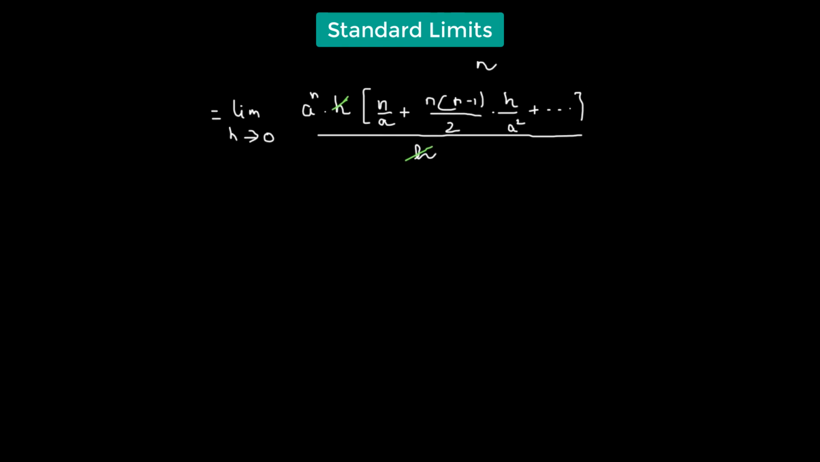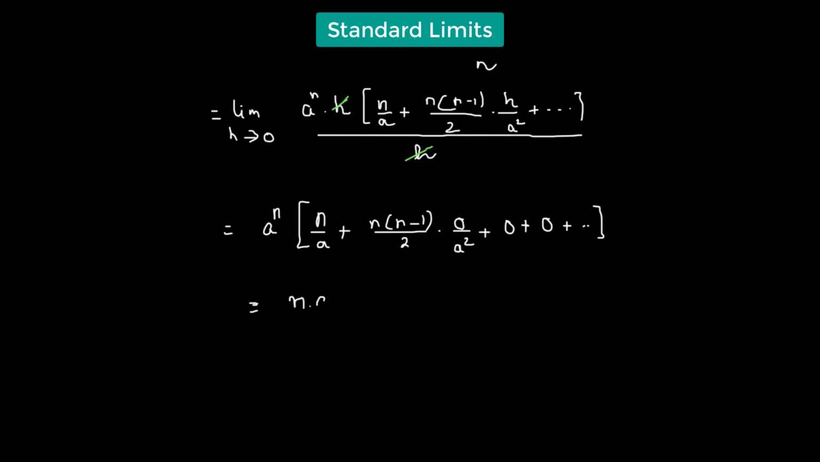Then we apply the limiting value of h, so that will leave us with a raised to the power of n times n over a, plus n times n minus 1 over 2 times 0 over a squared. So each of the terms is going to have an h, which means all the higher order terms will be equal to 0. So we are left with only the first term. So let us combine the first term. So we have n a raised to the power of n minus 1.